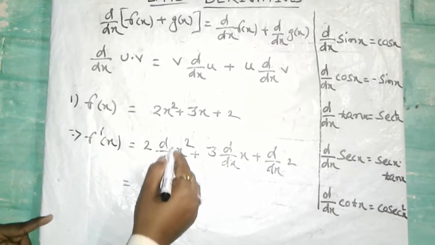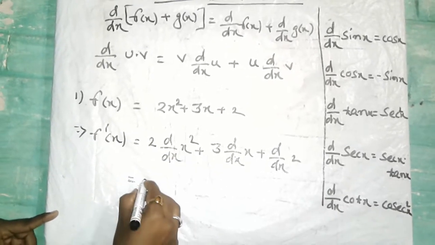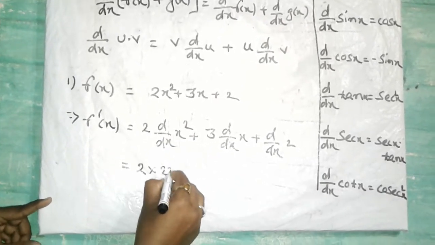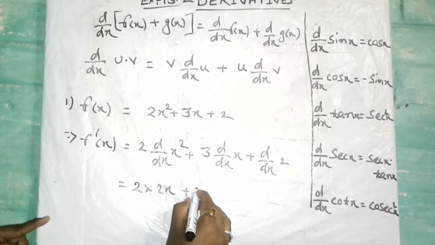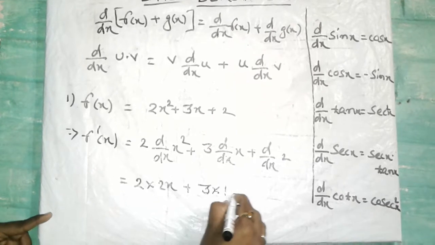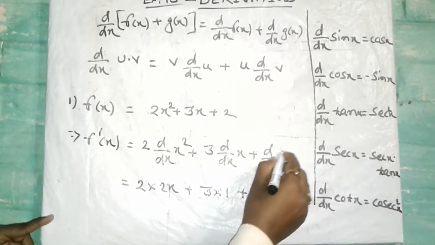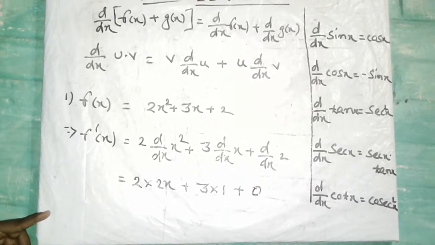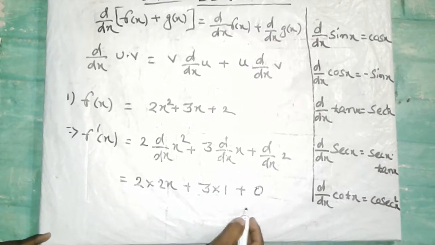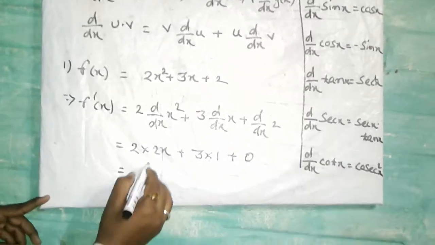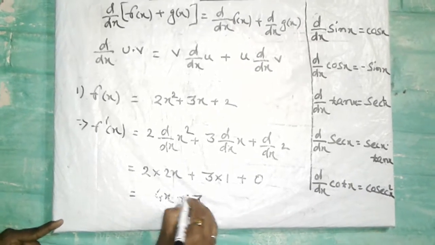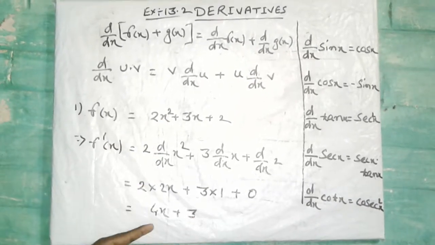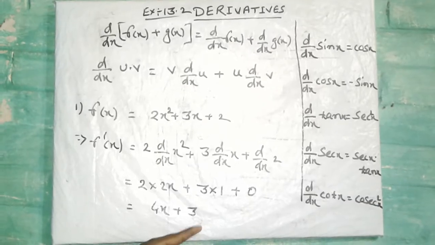So differentiation of x to the power 2, we will get 2x, plus ddx of x is 1. Also we should remember ddx of x is what? 1. And ddx of any constant number is 0. This is a formula, the ddx of a constant number is 0. So what we got here: 2 into 2 is 4x plus 3 into 1 is 3. That is, the differentiation of this function is 4x plus 3.